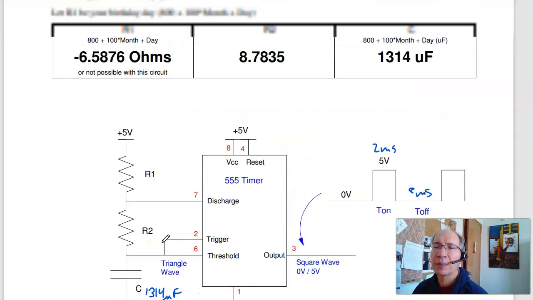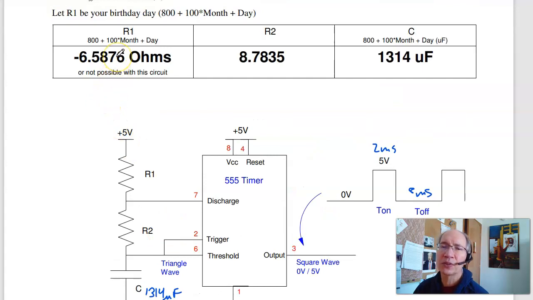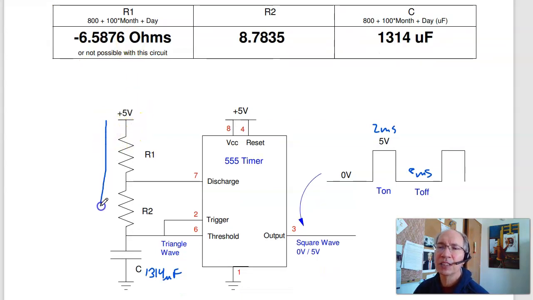What's happening is, well, the math is trying to tell you something. What the math is telling you is you can't build it with this circuit. You need a negative resistance. Essentially a charge through R1 and R2, a discharge through R2. And it's not possible for R1 plus R2 to be less than R2. So you can't do it with this circuit.